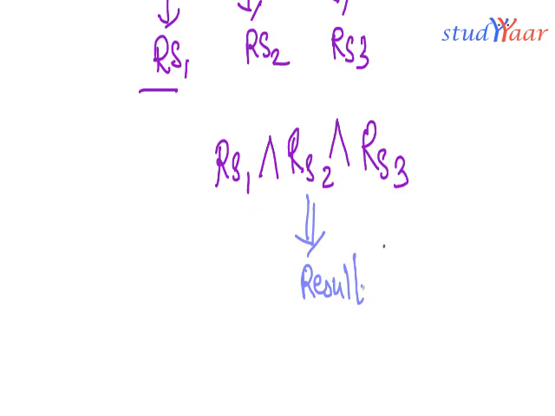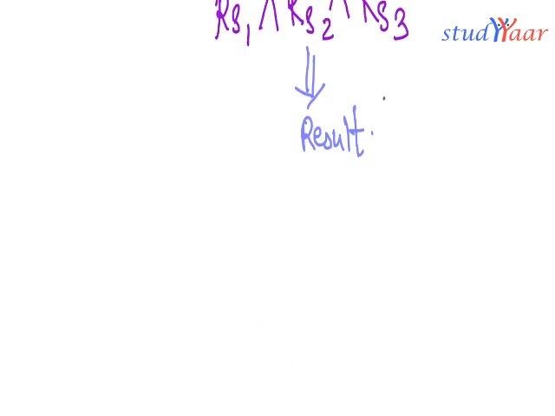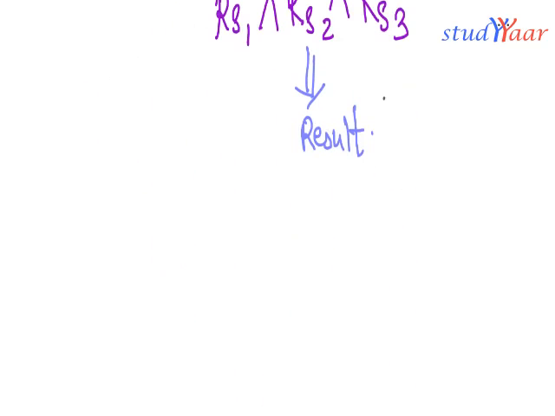Because this has the theta1 condition, this has theta2, and this has theta3, right? So if I take an intersection of each one of them together, I am going to get the intersection of theta1, theta2 and theta3, which is my desired set of results. This is the A10 algorithm.